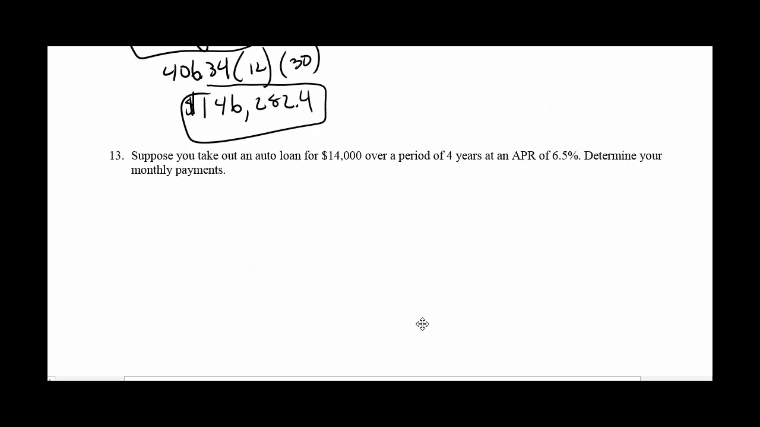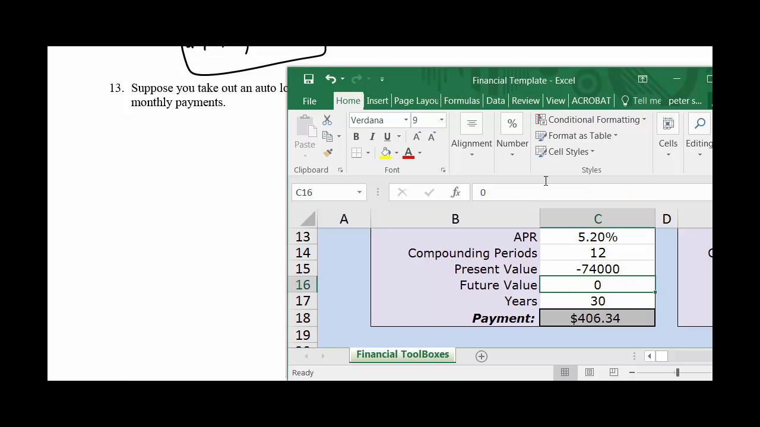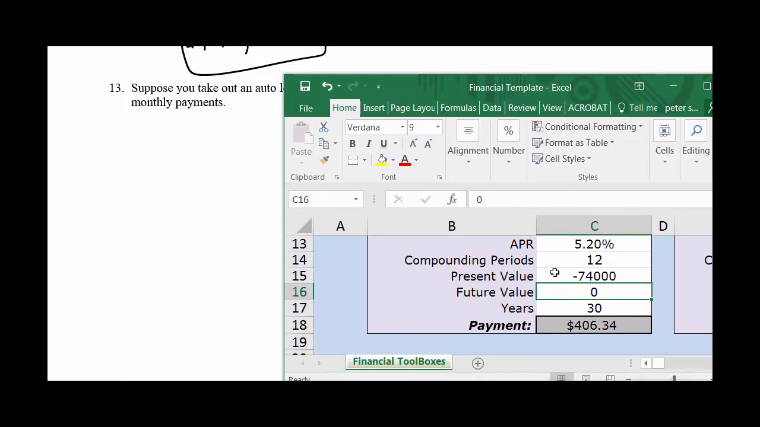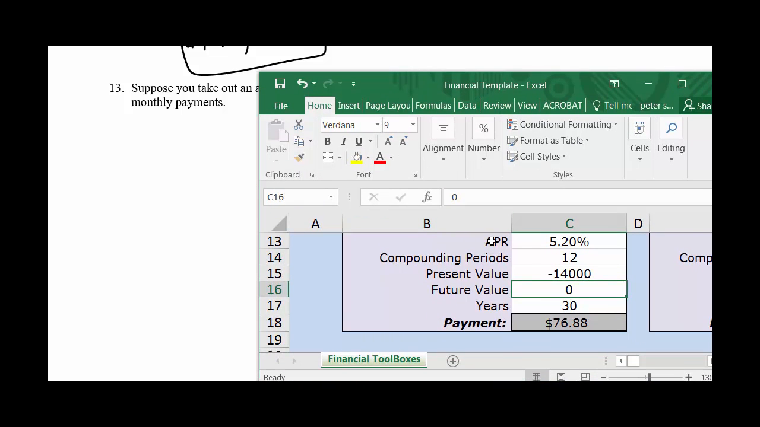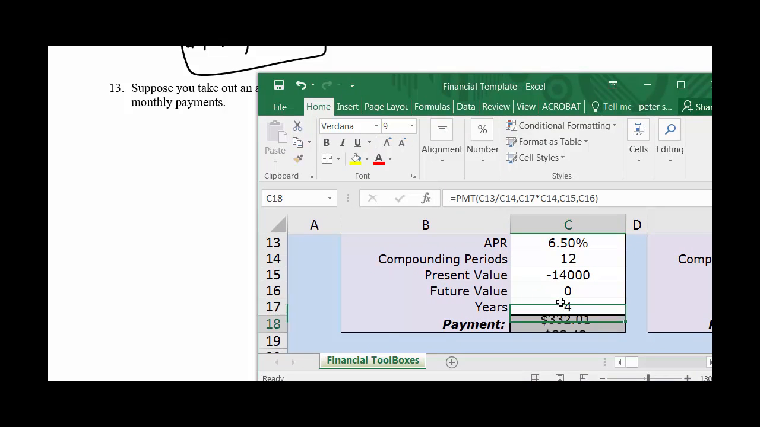Okay, number 13. Suppose you take out an auto loan for $14,000. Determine your monthly payments. Hey, let's go back to our Excel friend. And let's just update the numbers. So 14,000. APR 6.5. And 4 years. All right, so monthly payment is $332.01.